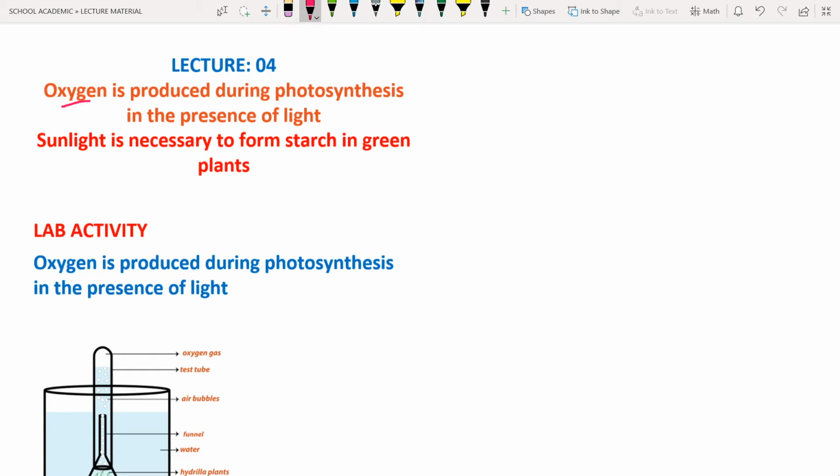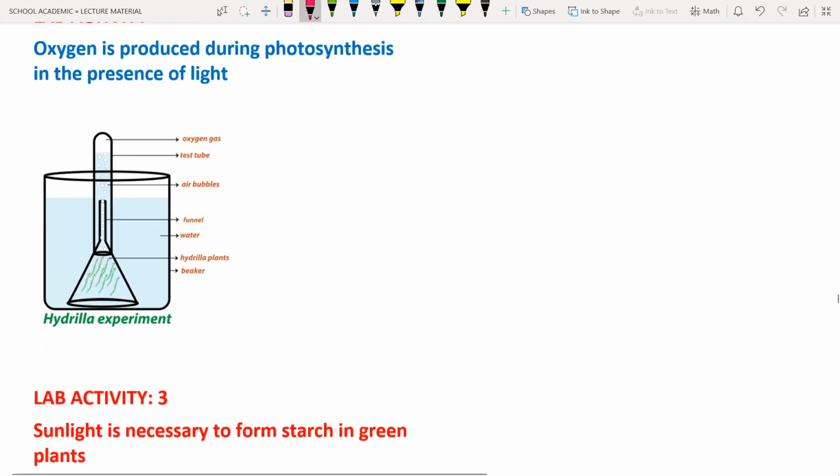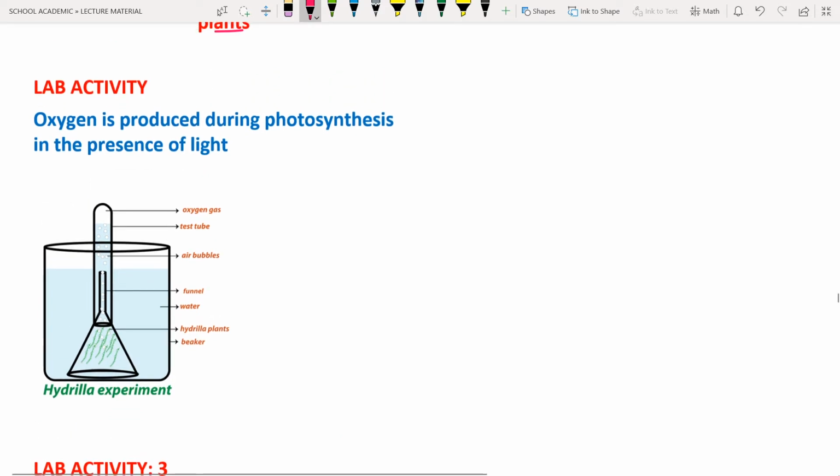In this lecture 3 we are going to discuss how oxygen is produced during photosynthesis. During photosynthesis in the presence of light, sunlight is necessary to form starch in green plants. If you remember, in lecture 3 we discussed the moles half-leaf experiment, and that light is necessary for photosynthesis. Now let us discuss the hydrilla plant experiment. In this lab activity we can see that oxygen is produced during photosynthesis in the presence of light.